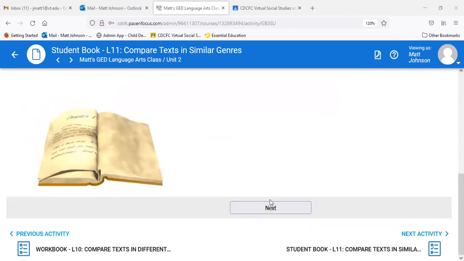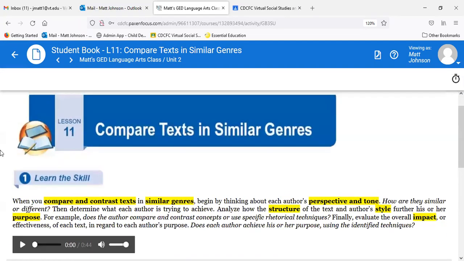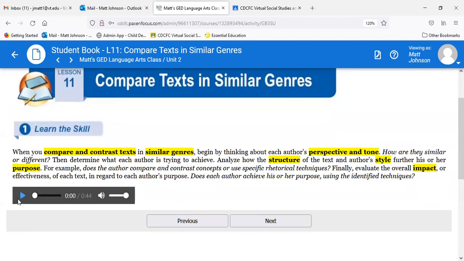Let's take a look here at our audio. Okay, here we go.